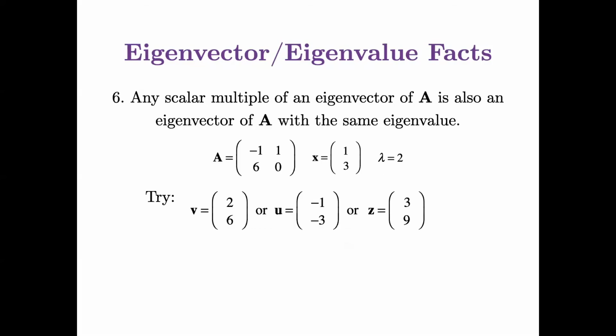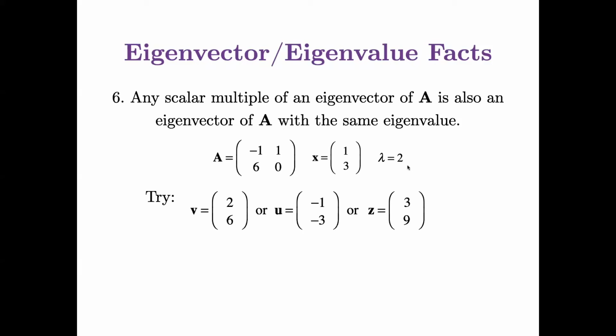And this last fact is very important, and that's that any scalar multiple of an eigenvector of A is also an eigenvector of A with the same eigenvalue. Here I have that same example we did on the previous slide. The matrix A, and X is (1, 3), and we had determined that the corresponding eigenvalue was lambda equals 2.